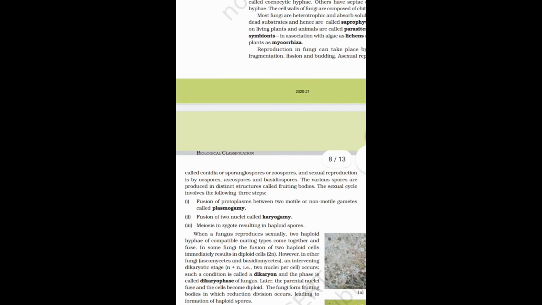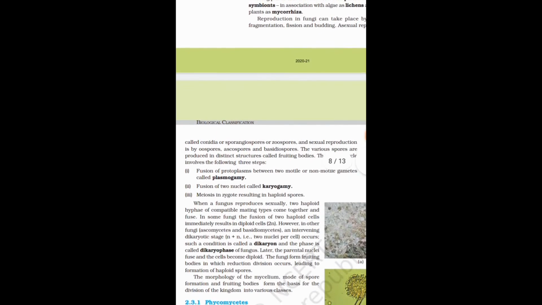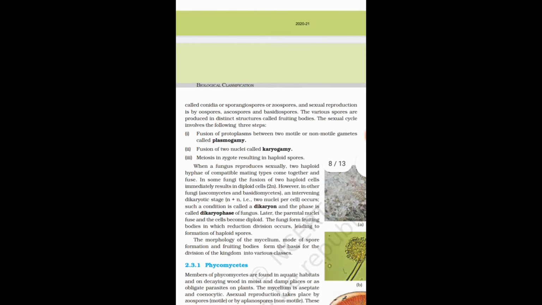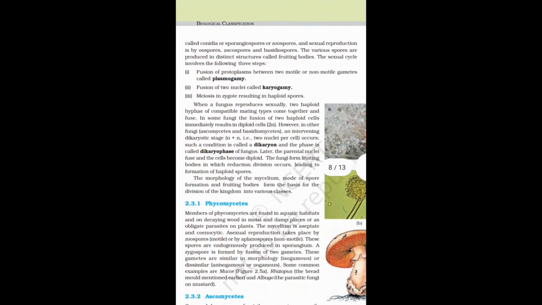When a fungus reproduces sexually, two haploid hyphae of compatible mating types come together and fuse. In some fungi, the fusion of two haploid cells immediately results in a diploid cell (2n). However, in other fungi, such as Ascomycetes and Basidiomycetes, an intervening dikaryotic stage (n+n), that is, two nuclei per cell, occurs. Such a condition is called a dikaryon, and the phase is called the dikaryophase of the fungus. Later, the parental nuclei fuse and the cell becomes diploid. The fungi form fruiting bodies in which meiosis occurs, leading to the formation of haploid spores.